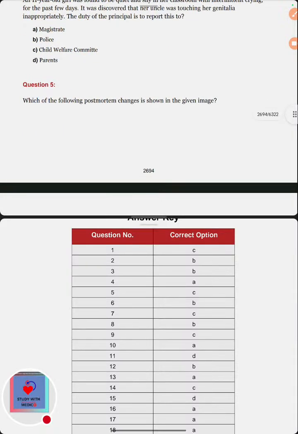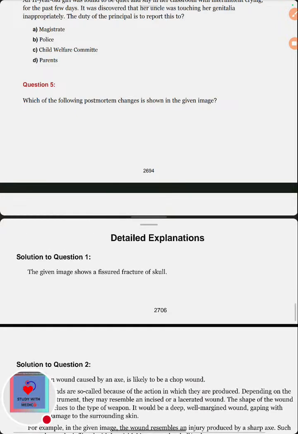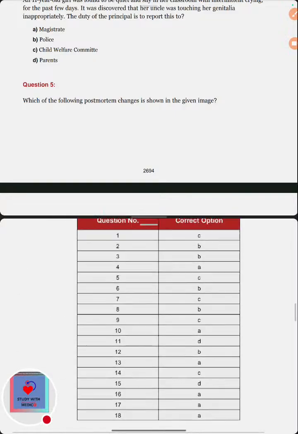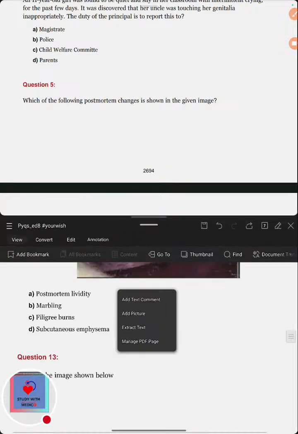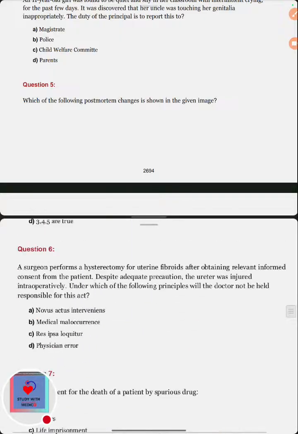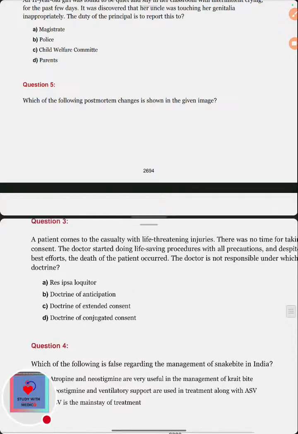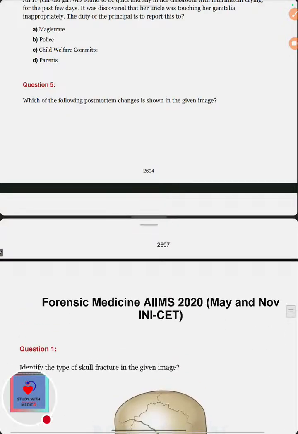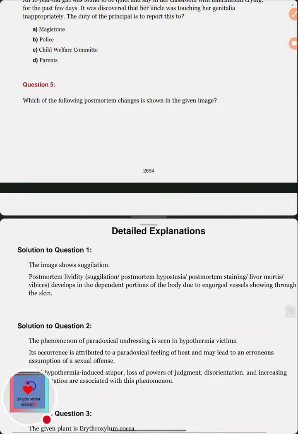Which of the following postmortem? Oh my god, all the questions are wrong. One second, I have put something else here. One minute.